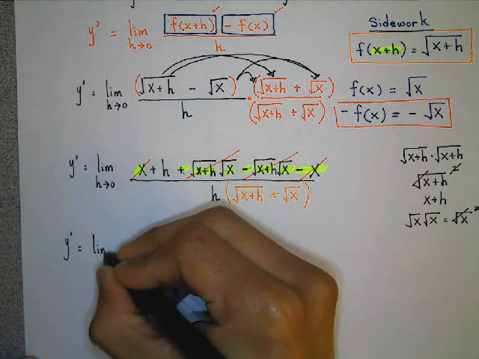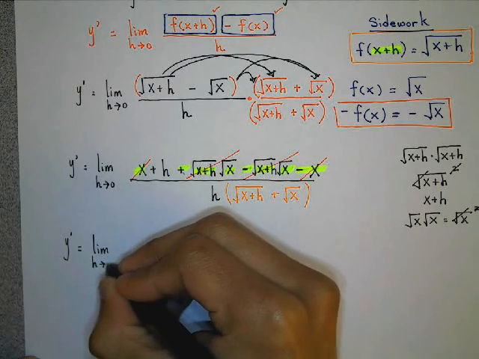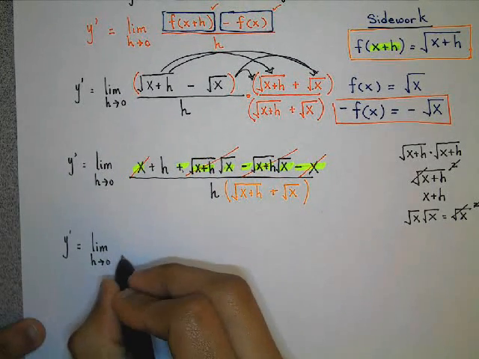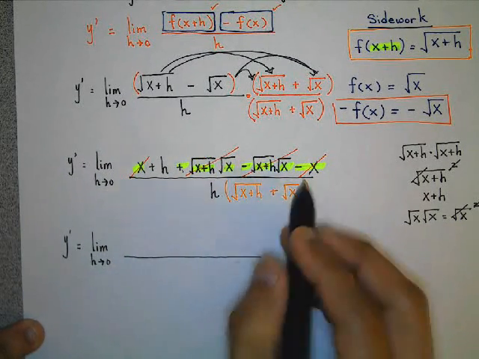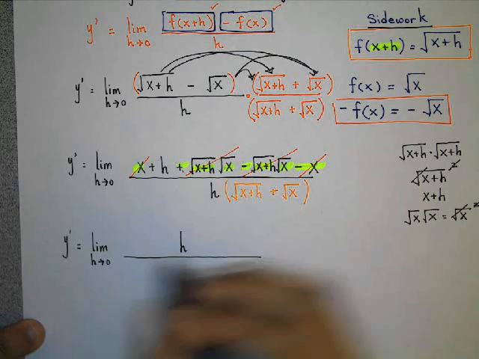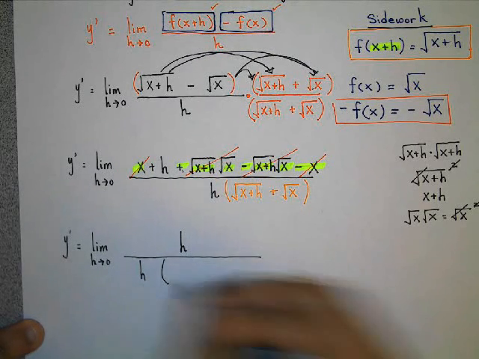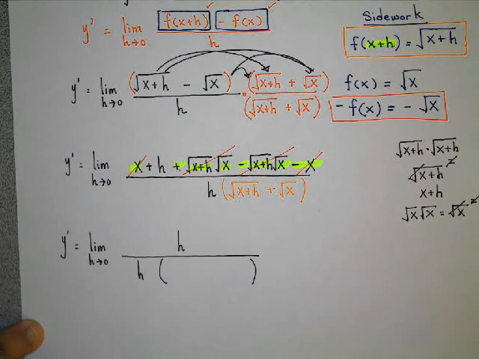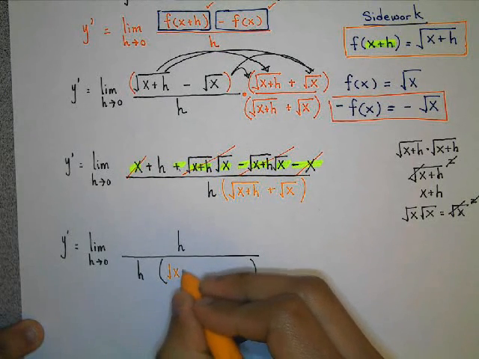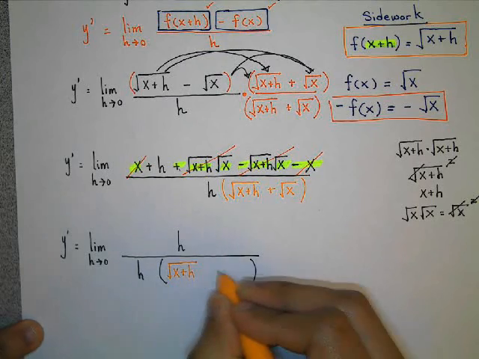So we're going to have y prime is equal to the limit as h approaches 0. And let's see, in the numerator, it looks like the only thing that's left is just this h. In the denominator, we're going to have this h again. But we have this square root stuff that we didn't multiply out.